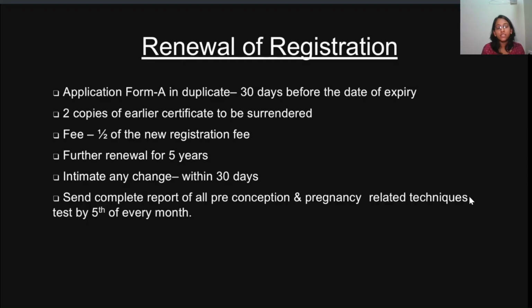Like now, 5 years is about to complete. Within 30 days of the completion date, you have to give an application. 2 copies of the earlier certificate are to be given. And for the new registration, it is half of the original fee. So if it was 25,000, it's 12,500. And further renewal after 5 years should be done. And intimate any change within 30 days.